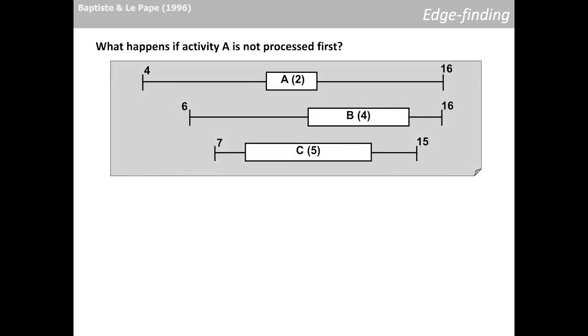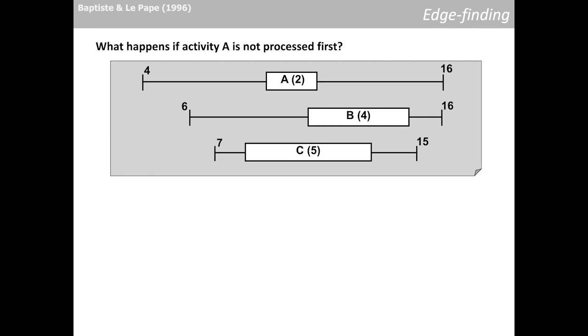So let's assume that we have this problem with three activities, A, B, and C. Durations are in brackets, and each of these activities has a specific time window, for example, 4 to 16 for activity A. And all these activities are allocated to a single unary resource. If you encode it in a disjunctive way, you can see that nothing is happening, meaning no time window is shrinking. Because A can be before B and B can be before A, nothing is happening.